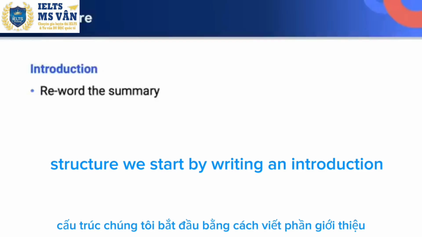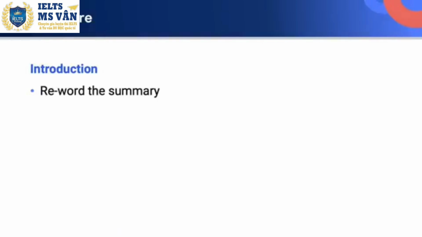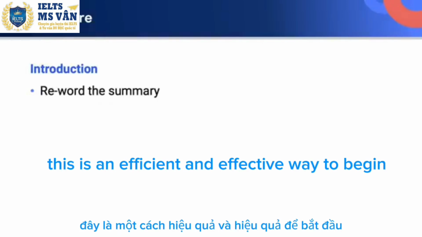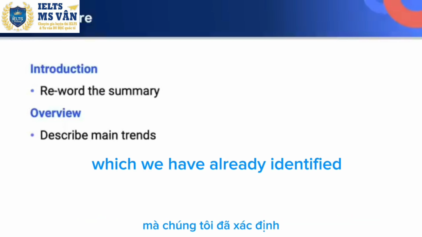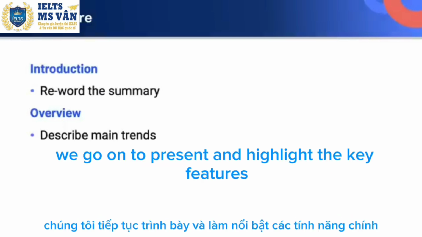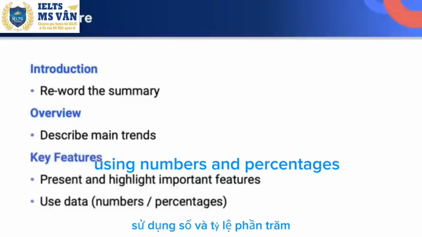We start by writing an introduction. Here, we reword the summary. This is an efficient and effective way to begin. Next, we give an overview of the key points, which we have already identified, and then we go on to present and highlight the key features using numbers and percentages.